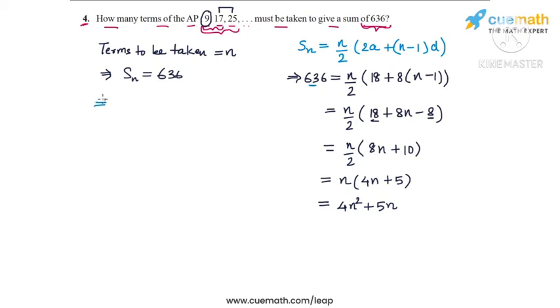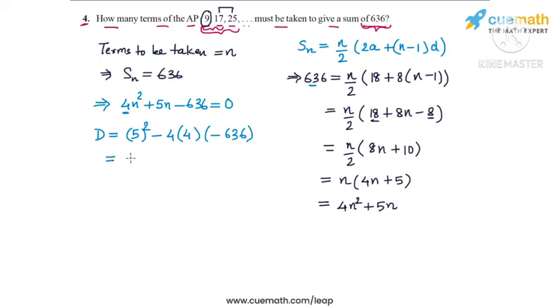Let's write this as a standard form quadratic equation. So 4n square plus 5n minus 636 is equal to 0. And now if we solve this quadratic equation and find the value of n, we will get our answer. To solve this quadratic equation, I'm going to use the quadratic formula. So I'm going to first calculate the discriminant of this quadratic equation. So D is equal to b square minus 4ac, or 5 square minus 4 into a is 4, and c is minus 636. So this is what we get.